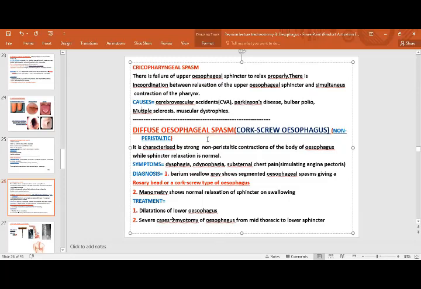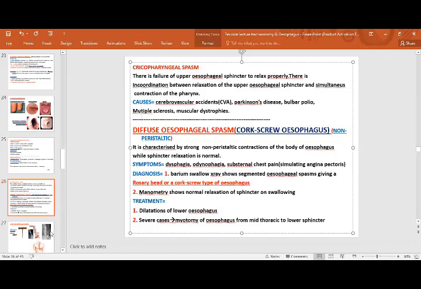And diffuse esophageal spasm, which is also called corkscrew esophagus, is non-peristaltic. In this case, there is a non-peristaltic contraction of the body of the esophagus, while sphincter relaxation is normal. Again, note the difference between the two conditions: in one the upper esophageal sphincter is not properly relaxed, while in this case the sphincter is normal. Symptoms are dysphagia, odynophagia, and substernal chest pain. Again, barium swallow will establish the diagnosis. Treatment would be dilatation of the lower esophagus and myotomy in some cases.